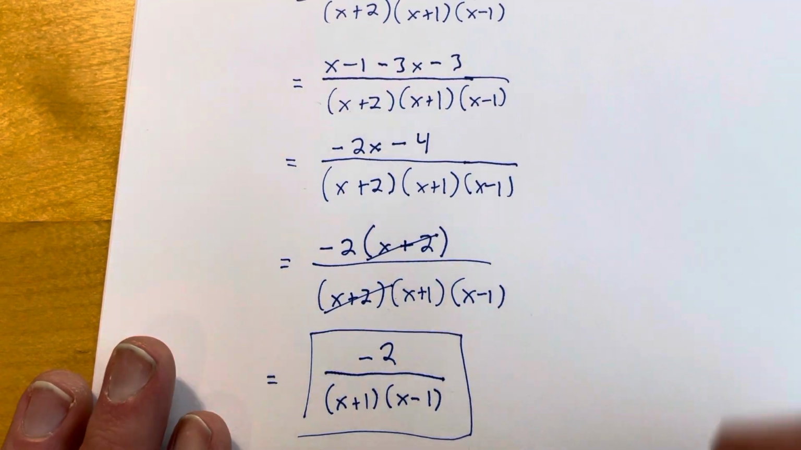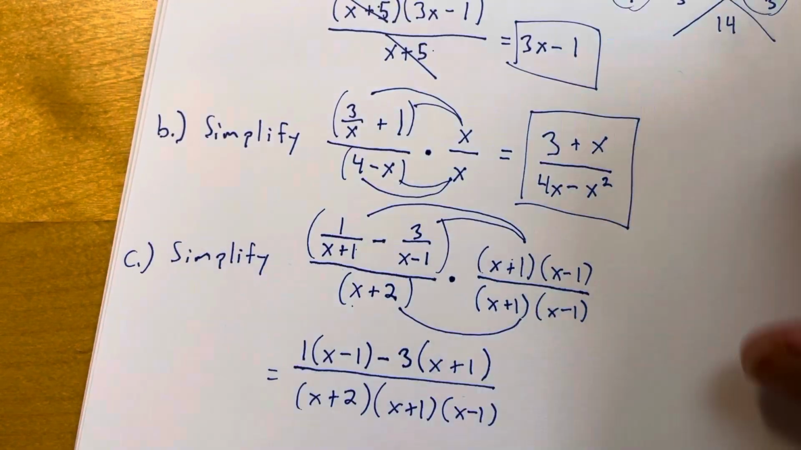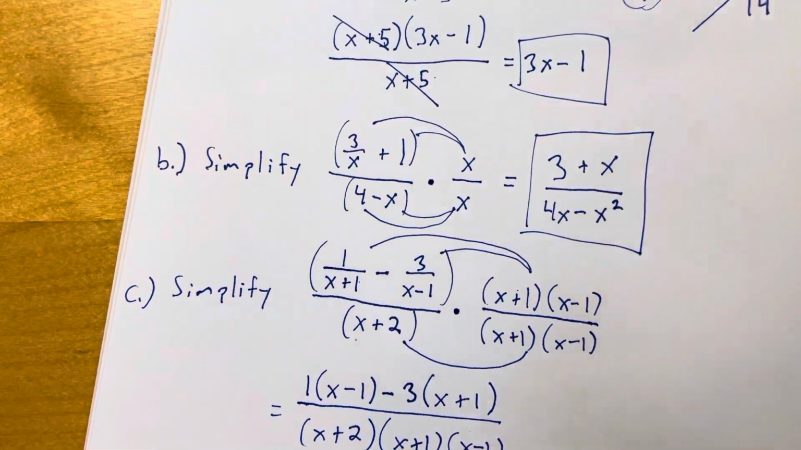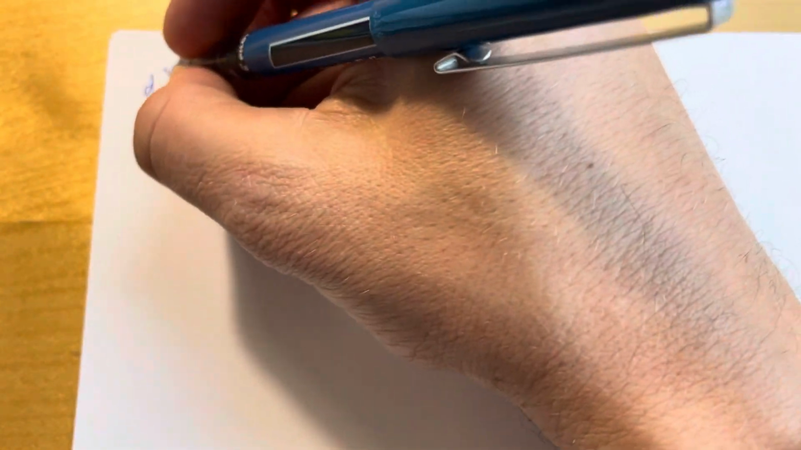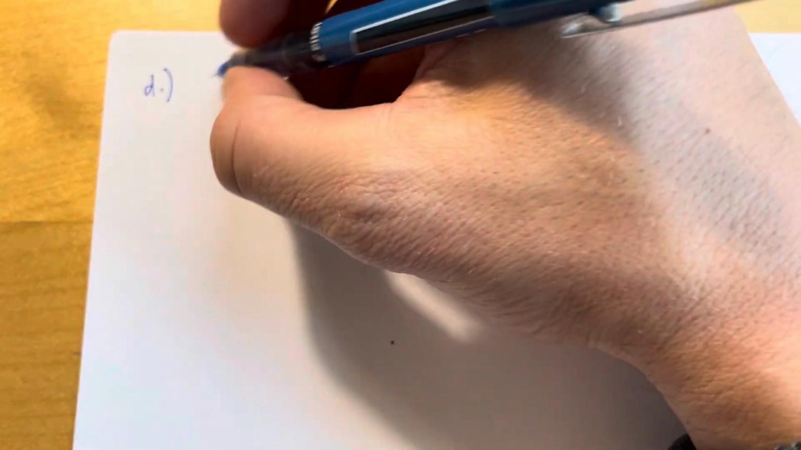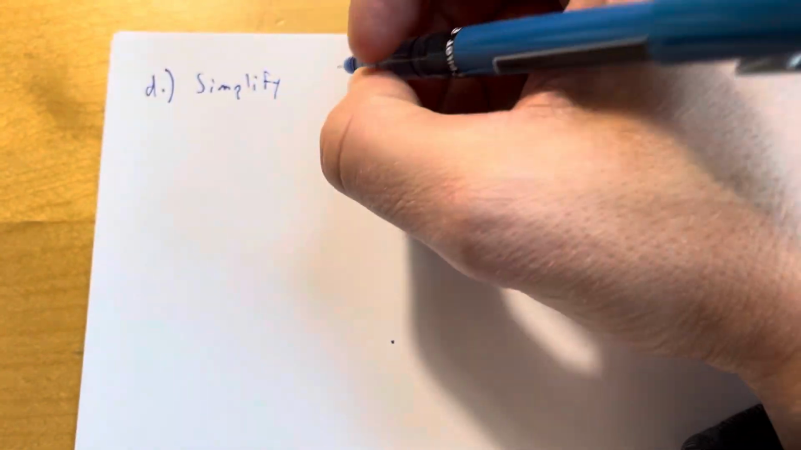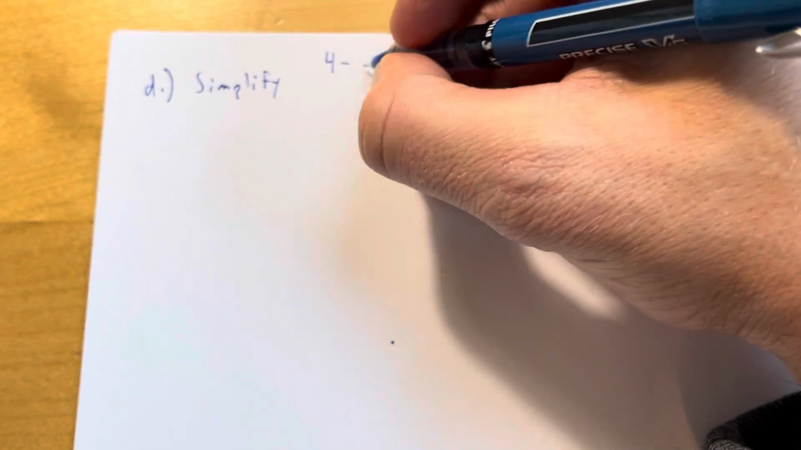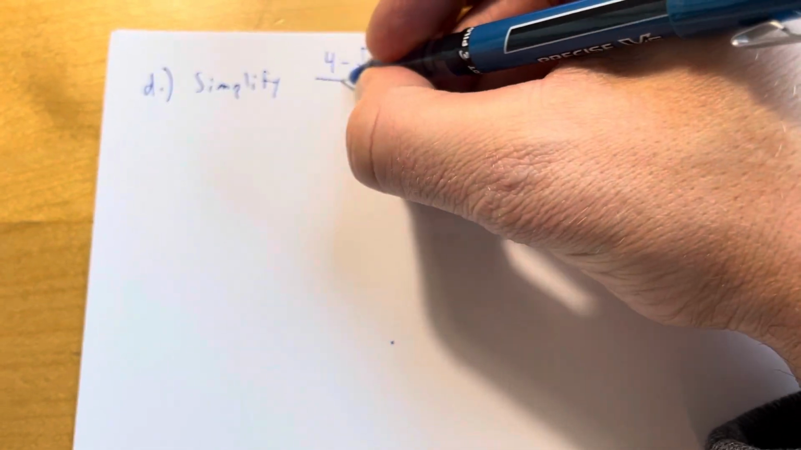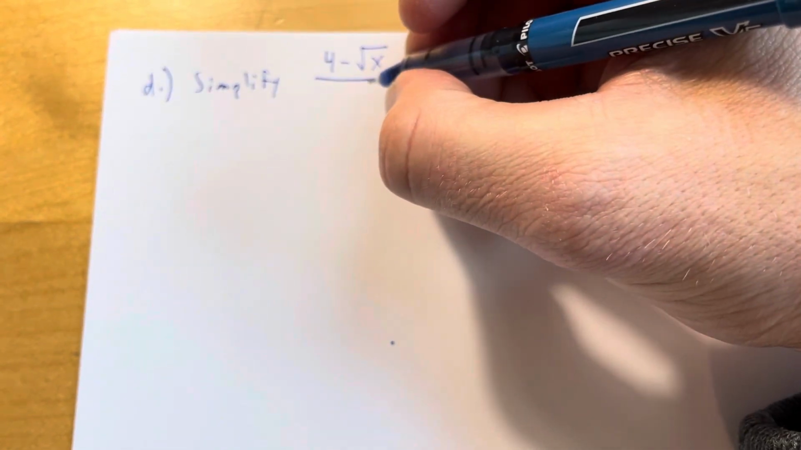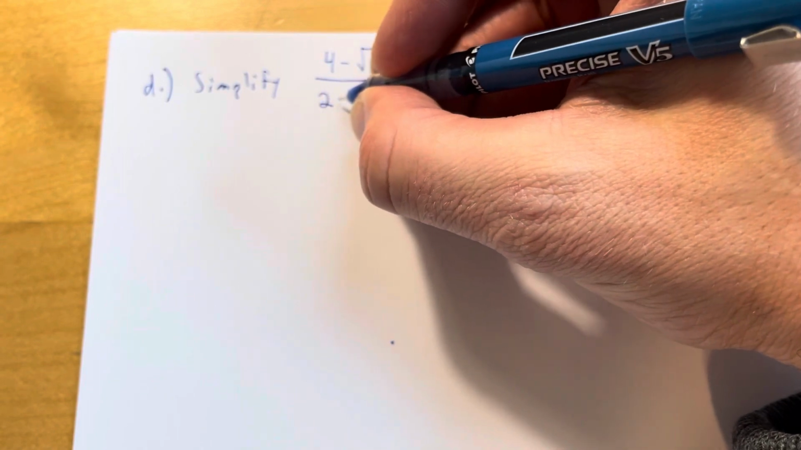Okay? So you can see this one had more steps than the previous problems, but that's also because we started with something more complicated. Let's take a look at a couple more. And these last two problems are going to involve radicals. So the first one I want to do is simplify 4 minus root x over 2 plus 3x.